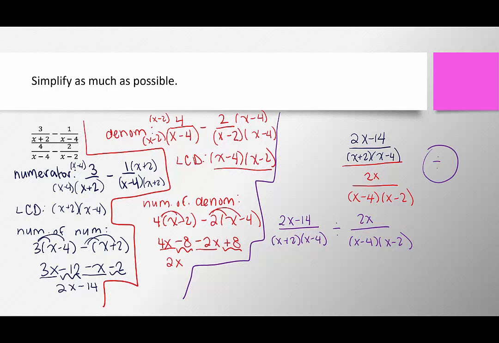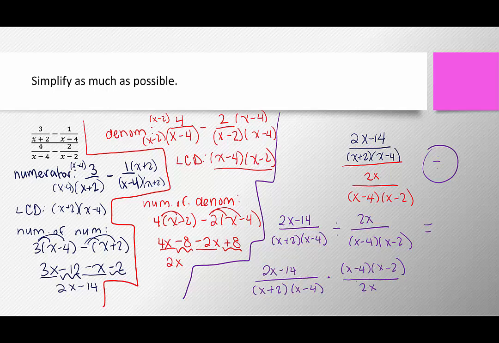Now that we have the division of fractions looking a little bit more normal, we know that we can rewrite this as multiplying by the reciprocal of the divisor. So that's the next thing I want to do. This would give me 2x minus 14 divided by x plus 2 times x minus 4, times, and then the reciprocal will be x minus 4 times x minus 2 divided by 2x.